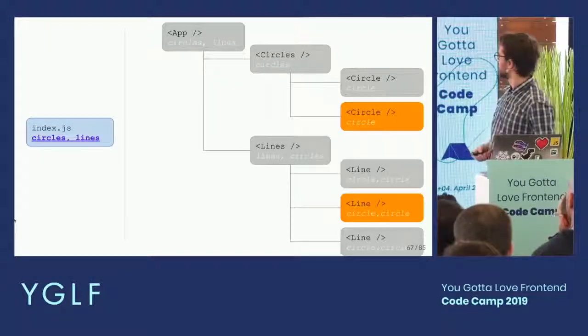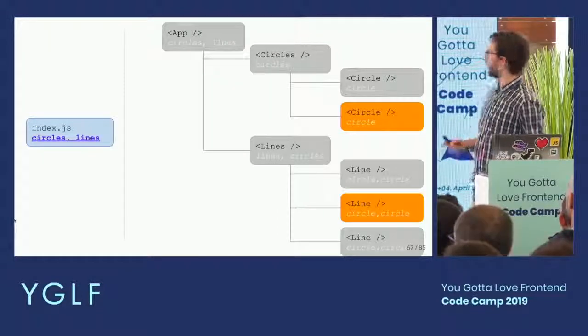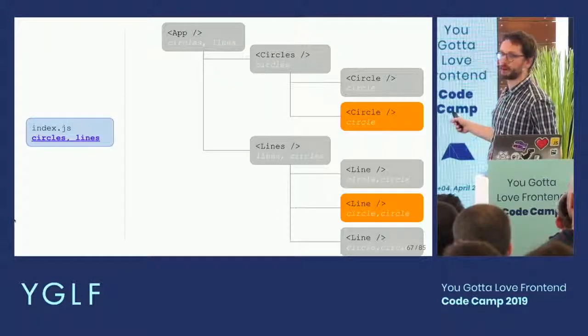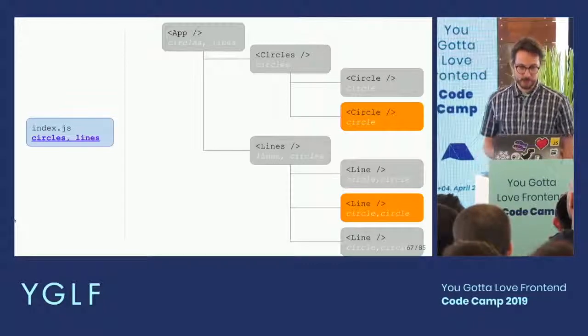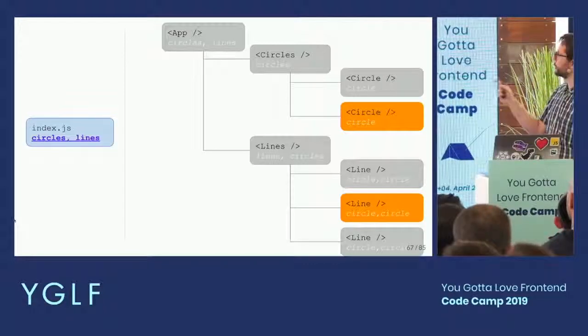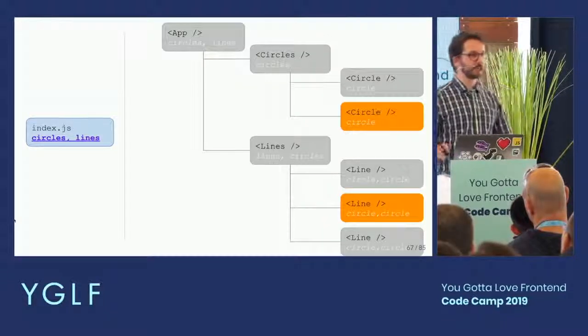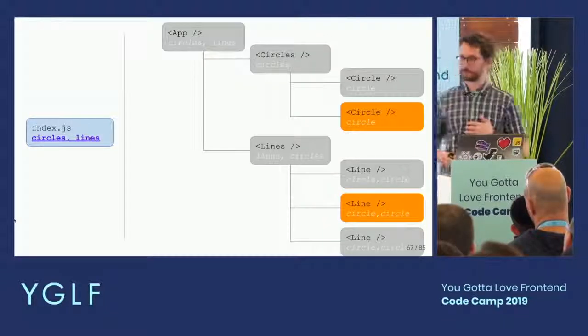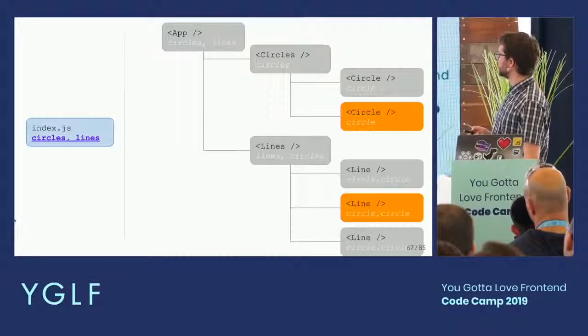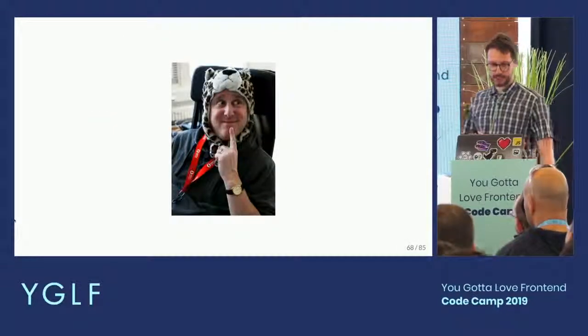Actually, with these changes, only the circle and affected line components are re-rendering. Not even the circles and the lines components are re-rendering anymore. And our state lives entirely outside the tree. And so you might be wondering, what happened there?